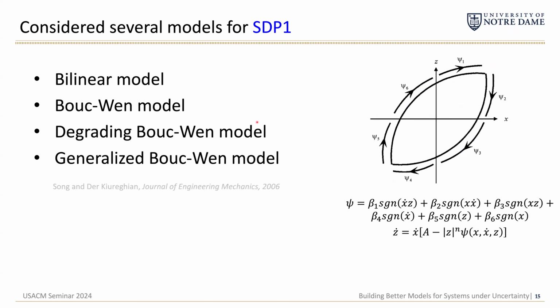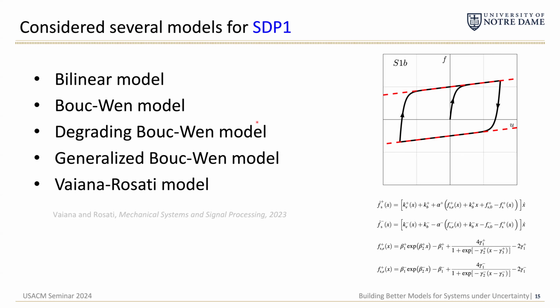And also, Song and Der Kiureghian suggested the generalized Bouc-Wen model, which includes features to help capture asymmetry, so if you have an asymmetrical response. And again, given some of the restoring force displacement loops we saw, we thought, oh, maybe this asymmetrical model might be a good choice. And then Vaiana and Rosati, very recently, just in the past 2 or 3 years, have started suggesting their own differential-based model that includes an incredible amount of flexibility to describe a wide range of hysteretic behaviors. And so these all seemed like possible models that could describe the behavior we were observing.